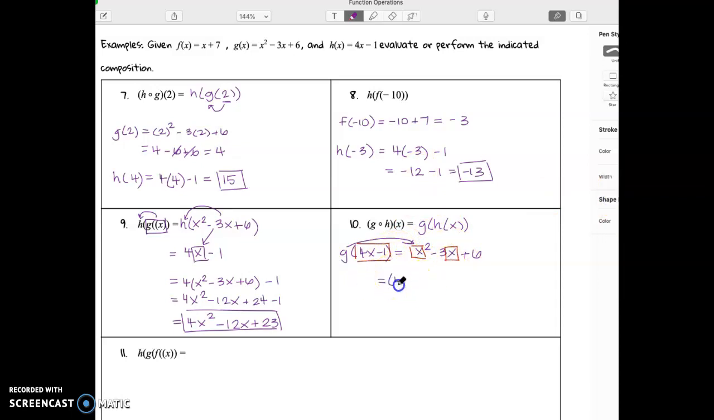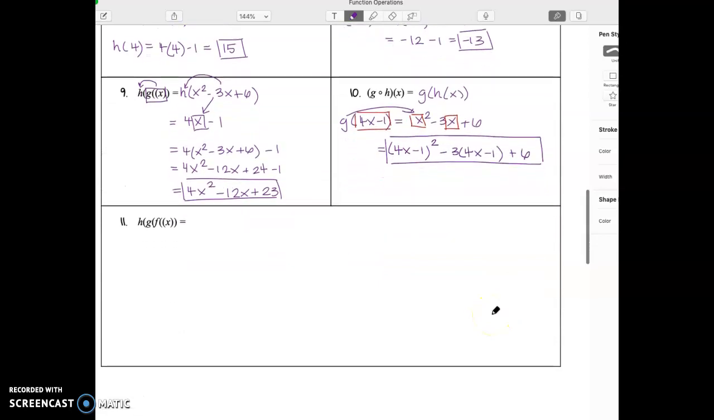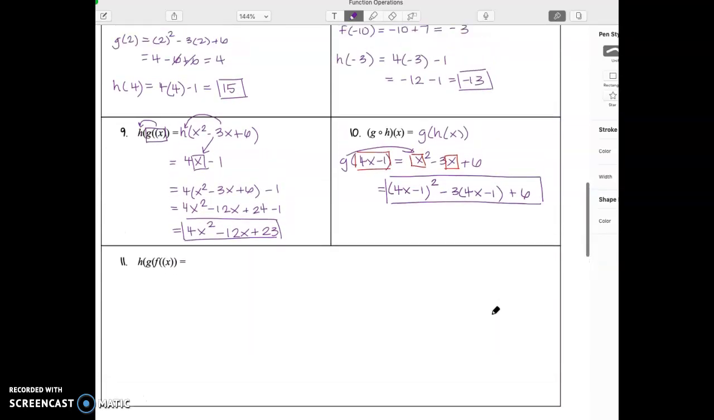So we would take 4x minus 1 and square it, minus 3 times 4x minus 1, and then plus 6. Now, you could multiply all of that out if you would like. I'm not going to because that's a lot of unnecessary work. So that is the final composition for that expression.